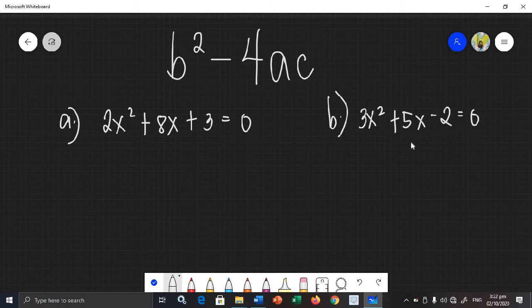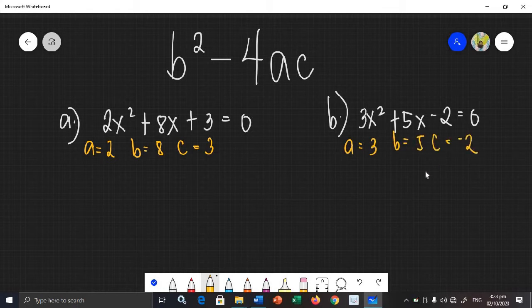Ayan. Just like what I taught you about solving quadratic equations using the quadratic formula, the quadratic equations here must be in standard form for you to be able to find the values of A, B, and C. Kasi kailangan din natin dito yan. Ayan, I am listing the values of A, B, and C for each equation. I know, alam nyo naman na yan.